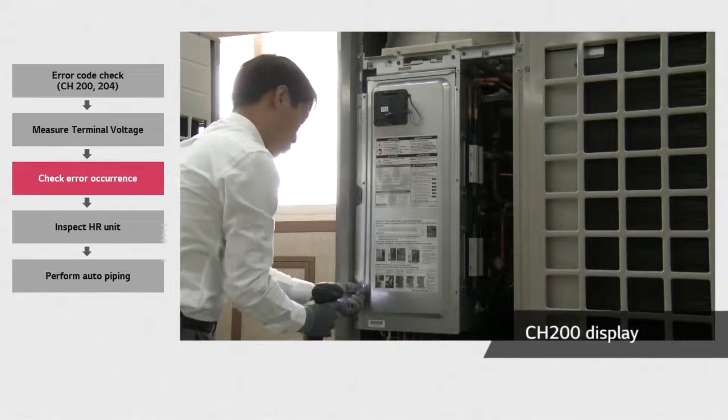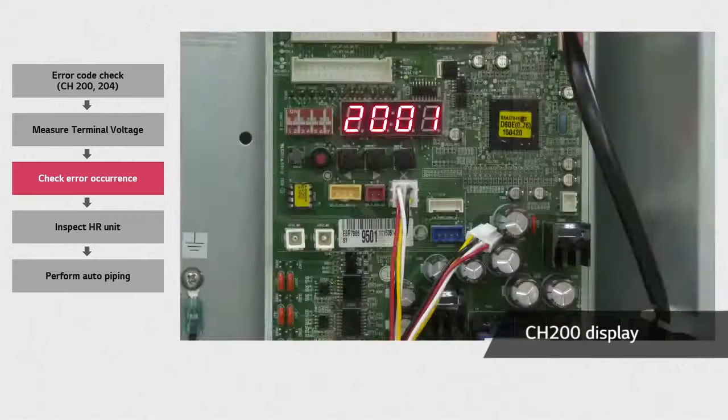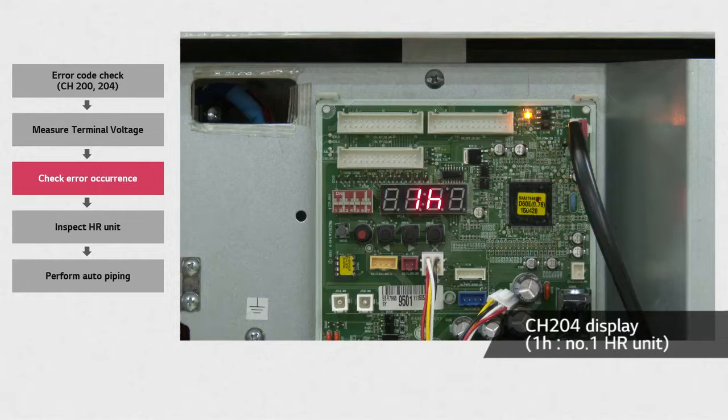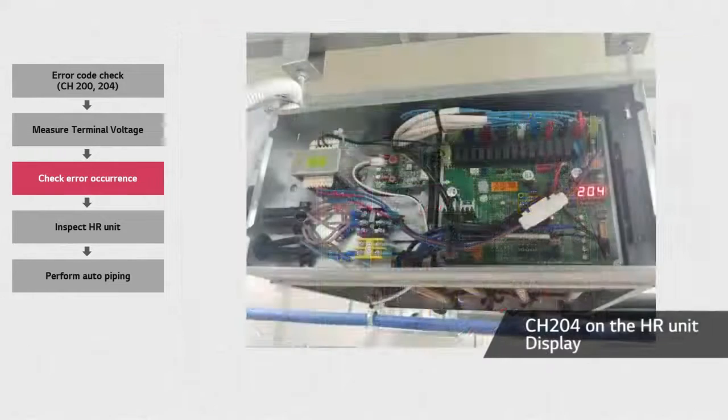Then disassemble the control box cover of the outdoor unit. You can check the error number on the ODU's PCB. If it is error CH200, the number 200 will be displayed on the PCB screen. You can also check if it is error CH204 by taking a look at the screen of the ODU's PCB. Remember, this is a communication error between the ODU and the HR unit. As shown in the picture, you can also check the error at the HR unit's 7-segment display.